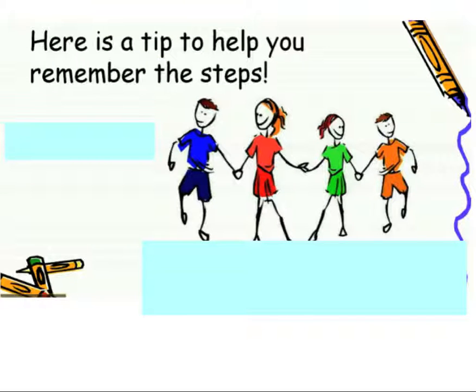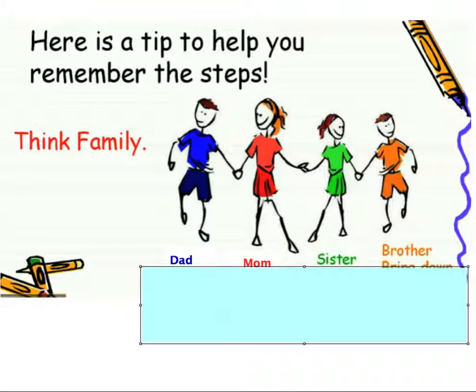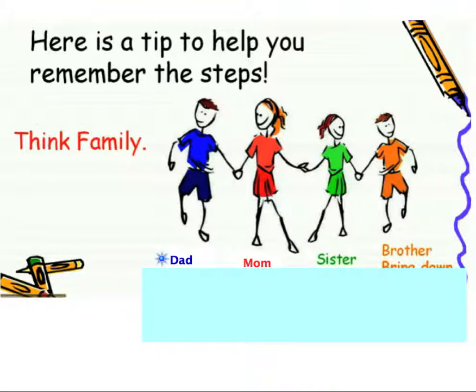Okay, so now that you've written down those 4 steps, here's a tip to help you remember the steps because that's a lot to remember. Think of a family. In this family, there are 4 people. In a lot of families, there's more than 4 people, but in this family, for today, we're going to be using these 4 people. They are Dad, Mom, sister, and brother.